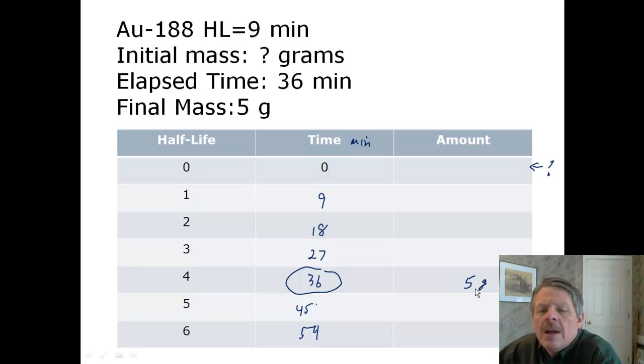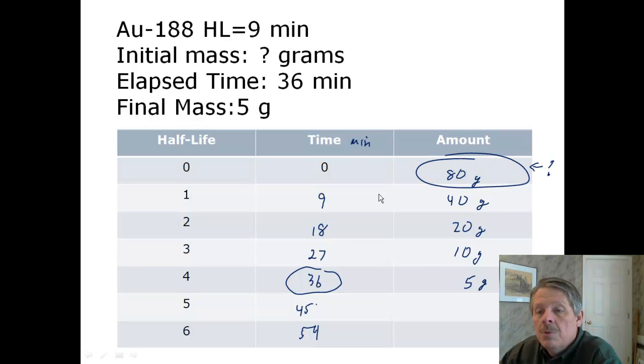Well, if my final mass was 5 grams, one half-life prior, how much stuff did I have? Of course you had more. So if this was 5, then the thing above it would have been 10, because half of 10 is 5. And half of 20 is 10. And half of 40 is 20. And half of 80 is 40. So our answer here would be we started with 80 grams. That wasn't so hard.